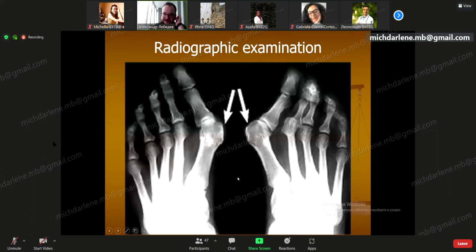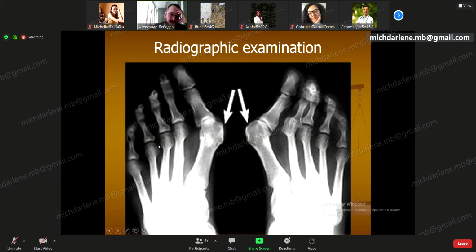When we have problems like transverse plantar foot, the size... if we speak about it, the first and fifth metatarsal bones are pressured, and the others must be positioned higher than this. In this situation, what happens? The fourth, third, and second metatarsal bones go down.